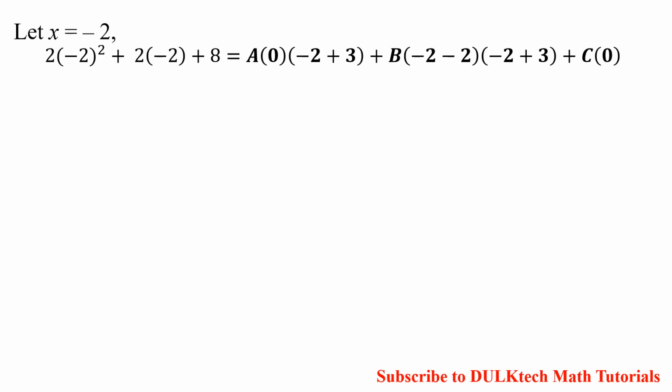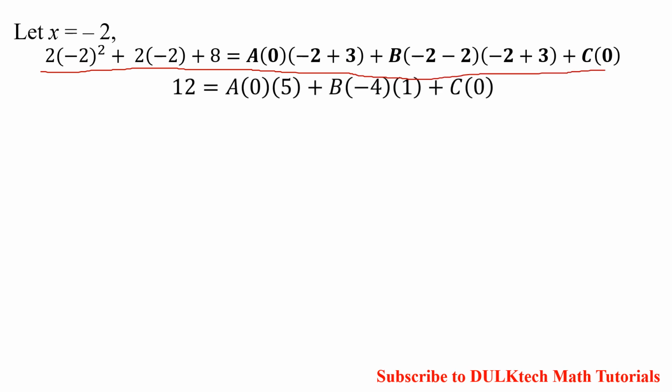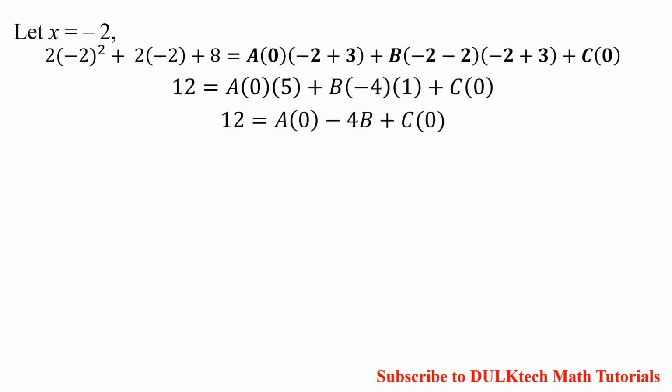Now let x be equal to minus 2. If we substitute minus 2 throughout, we find this whole expression like this, right? Then if we simplify the left hand side, we find 12, right? Having 12 there, simplifying the right hand side, we find minus 4b, and all these other terms are zeros. Then let's simplify here. Minus 4b is equals to 12.